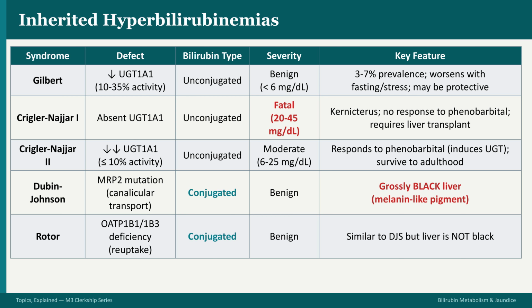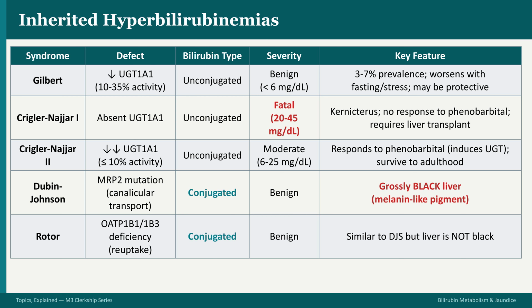Crigler-Najjar type 1 is the opposite extreme, complete absence of UGT1A1. These neonates present with bilirubin levels of 20 to 45 mg per deciliter, severe kernicterus risk, and do not respond to phenobarbital. Liver transplant is the only definitive treatment.